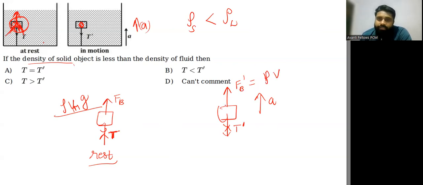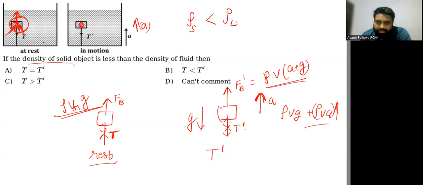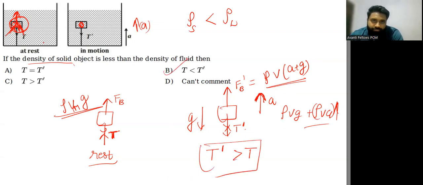Volume immersed is also the same, but the effective acceleration will change. Since the force of gravitation is acting downward, and the acceleration provided by us is moving upward, the effective acceleration will be a plus g. So you can see that here this tension T is equating only rho V g, but this tension T dash is equating rho V g plus rho V a. So there is an extra term here. That is why we can say that T dash is greater than T. Okay. So this option B is the correct option.